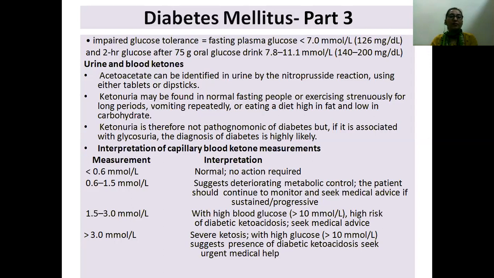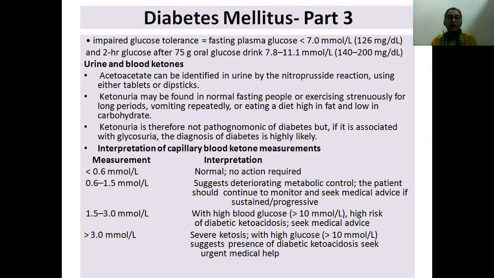Now the next test is urine and blood ketones, that is the presence of ketones in the urine and the blood. Acetoacetate can be identified in the urine. These are the ketone bodies. Acetoacetate can be identified in urine by the nitroprusside reaction using either tablets or dipsticks. Ketonuria may be found in normal fasting people, or persons doing strenuous exercise, or who are vomiting repeatedly, or eating a high fat, low carbohydrate diet. That's why ketonuria is not pathognomonic of diabetes, but if it is associated with glycosuria, the diagnosis of diabetes is highly likely, but it should be confirmed with blood glucose levels.